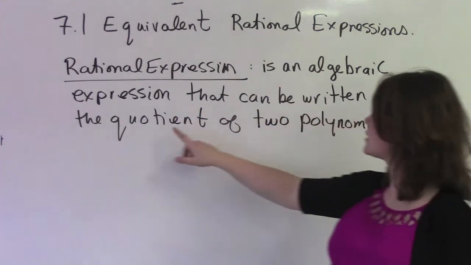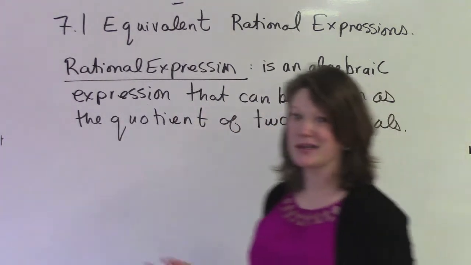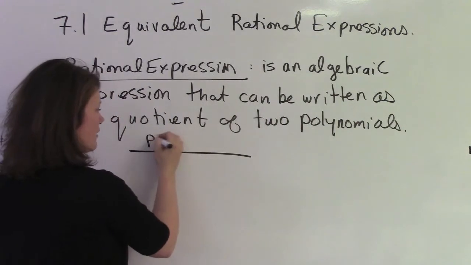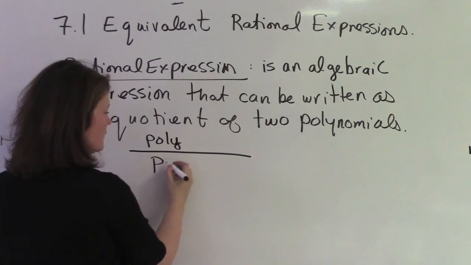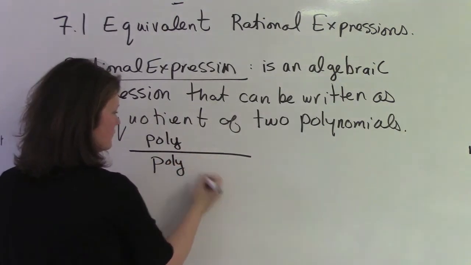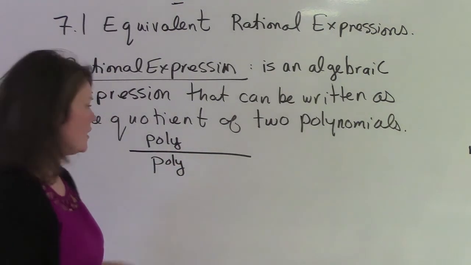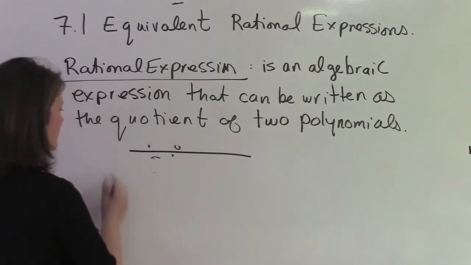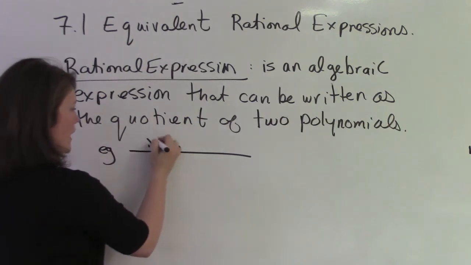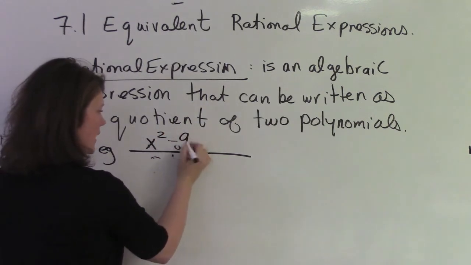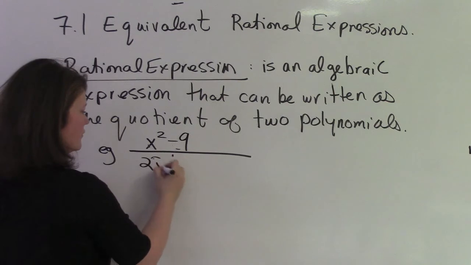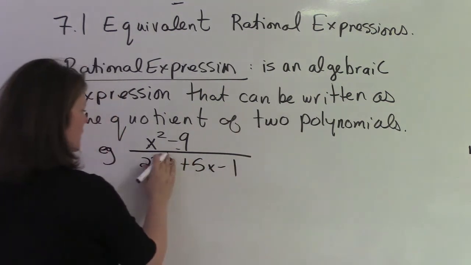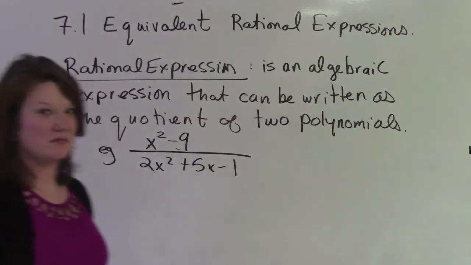That can be written as a quotient of two polynomials. Guys, all we're saying is that there's a poly on top and there's a polynomial on the bottom. Okay? So instead of saying poly over poly, what I'm going to do is give you an example. So x squared minus 9 over 2x squared plus 5x minus 1. Okay? That's an example of one.